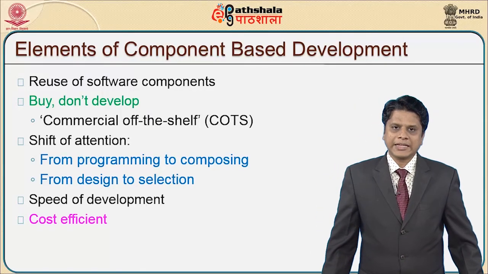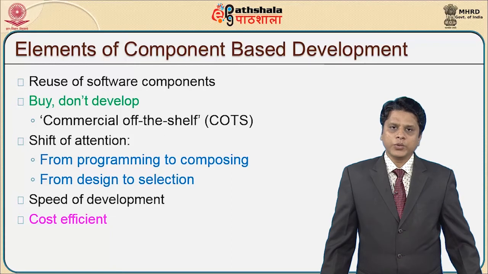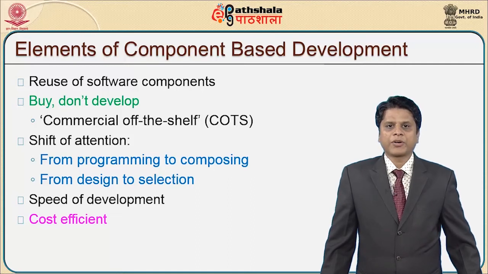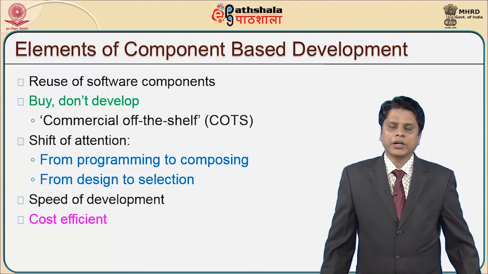If you look at the basic elements of component based development, mostly component based development is for reuse of the software systems. They buy and they do not want to develop. So, it is something like commercial off the shelf, like COTS. So, we majorly shift our attention from programming to composing and from design to selection. So, what are the regular components that we tend to get without even implementing?